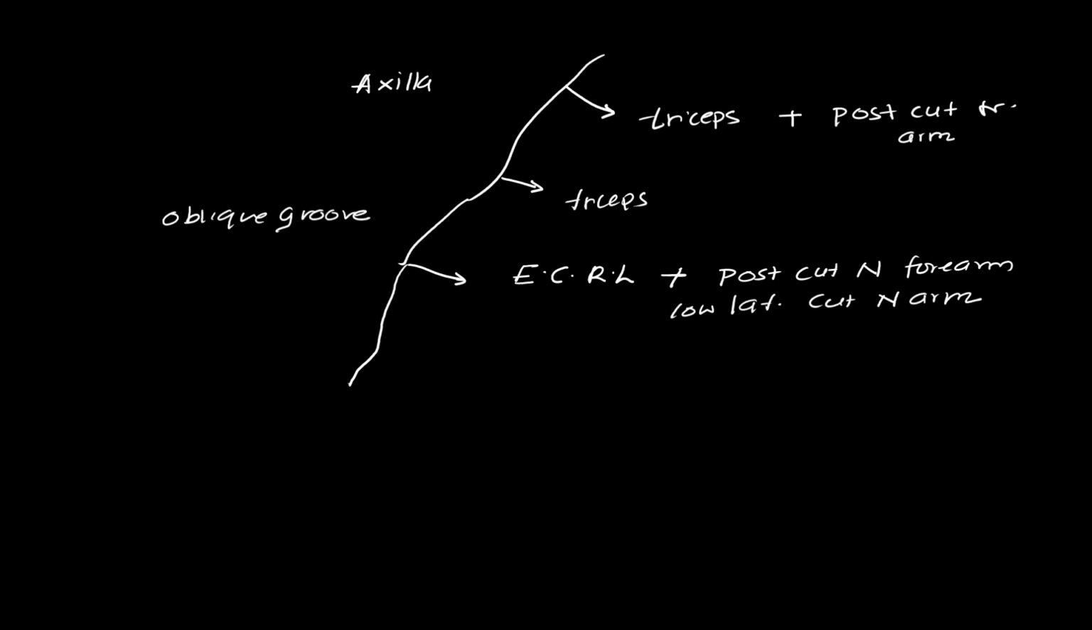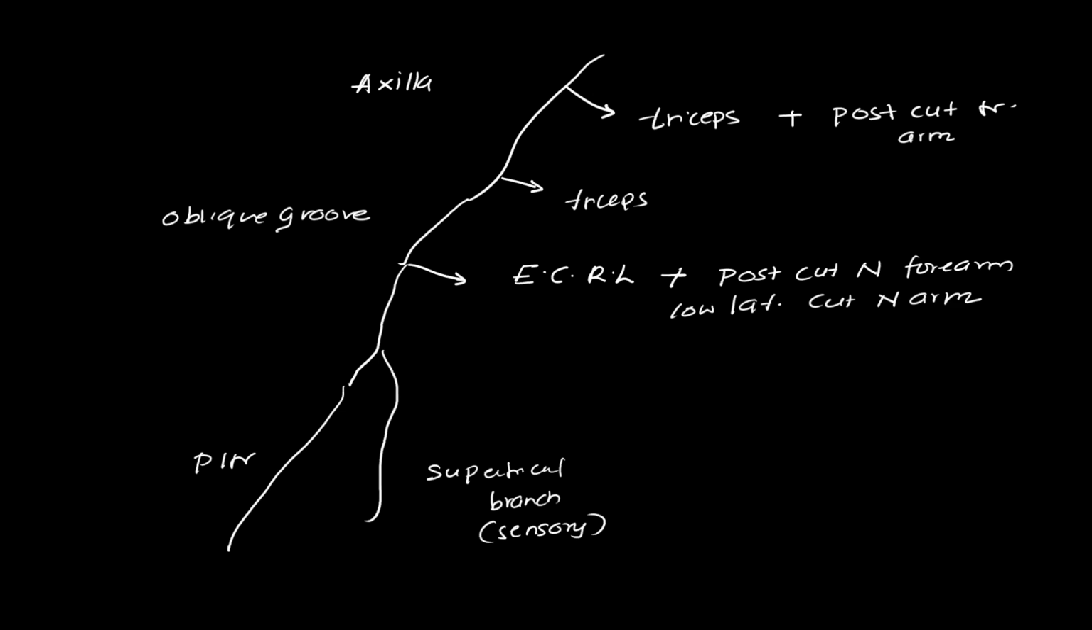Then it divides into the posterior interosseous nerve and the superficial branch. So this is how it goes. The superficial branch is sensory, whereas the posterior interosseous nerve is involved in extension of the wrist and fingers.